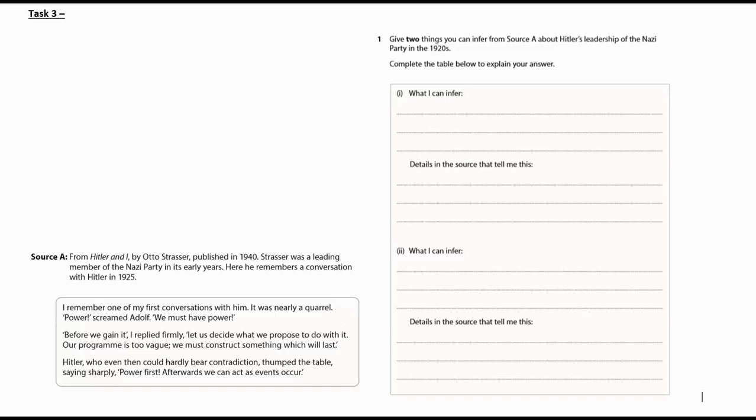What else can we infer about Hitler's leadership of the Nazi Party? Well, we can infer that Hitler didn't really have any clear plan.